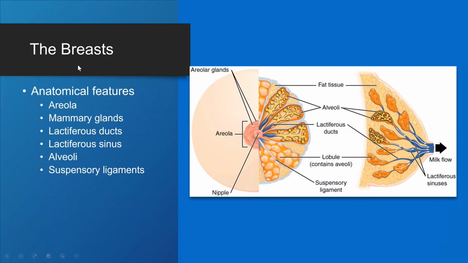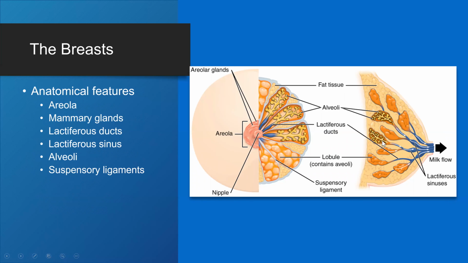Then an accessory reproductive organ is the breast. So it has areola, it has nipple. The breast is mostly composed of mammary glands, right? So you can see those glands over here. These are our exocrine glands. The mammary glands produce milk during lactation, when females are breastfeeding.